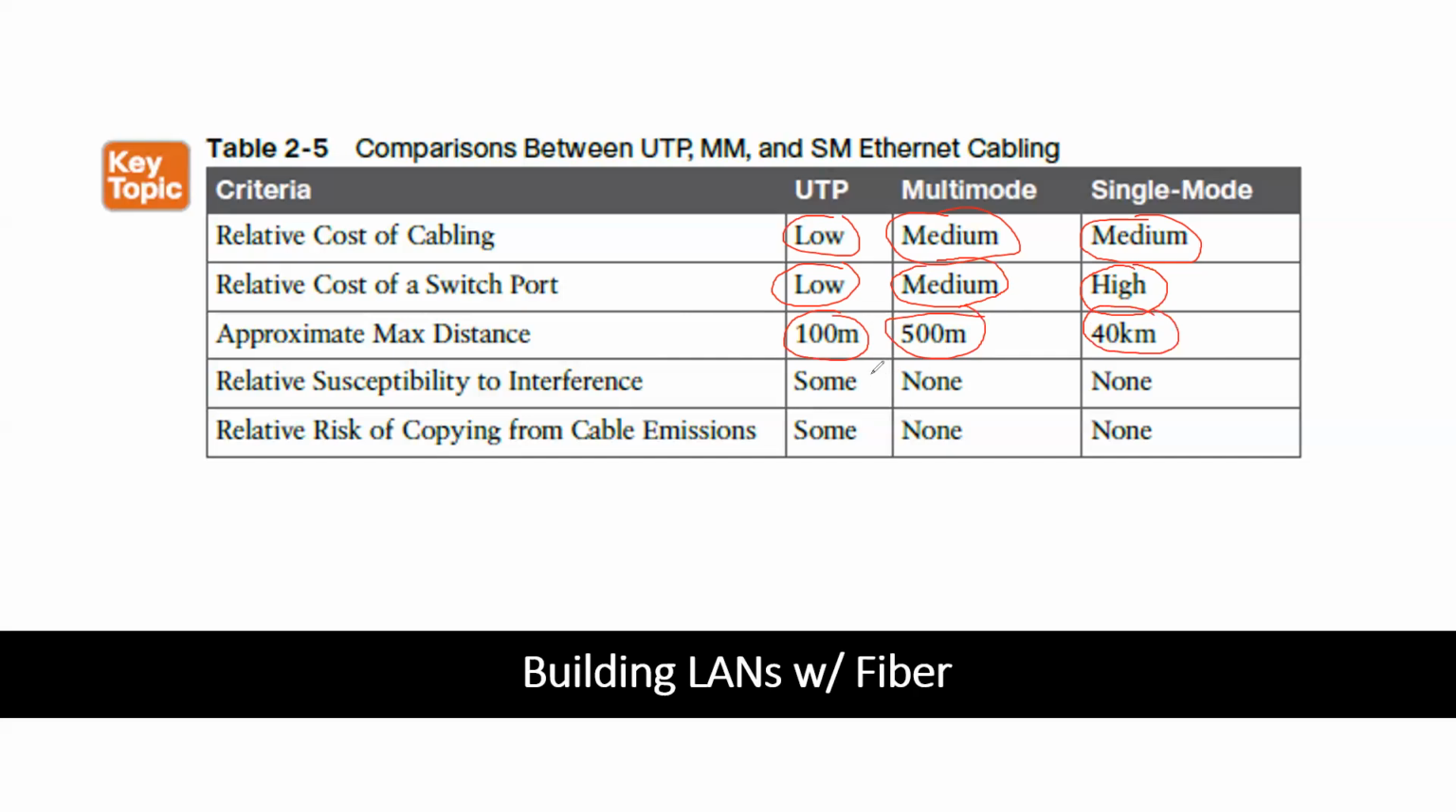And some positives here: unshielded twisted pair has some interference possible. Fiber, as you can see, none. Risk of copying data that's transmitting via the wire: unshielded twisted pair of copper, it's possible. Fiber, none. Hope that's clear enough. And remember what I said in the past, sometimes I won't be able to give you analogies, because the information will just be a straight shot to you, because this is what you'll need to know for the exam.